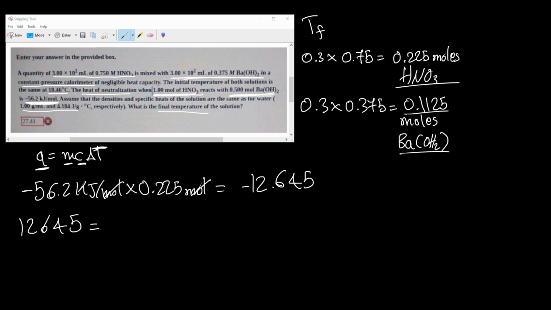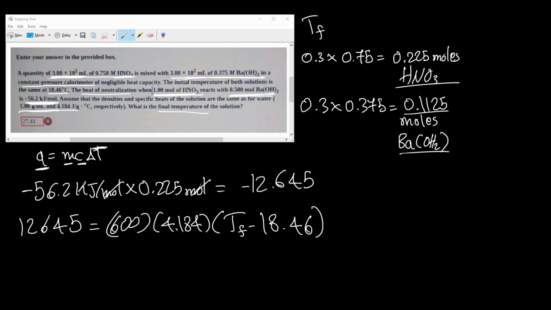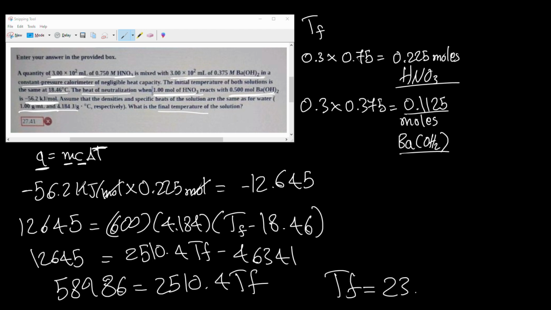And then your mass will be, they gave us a density, so we can figure it out because we have the milliliters. For 300 milliliters, every milliliter is 1 gram. So we have 300 grams of HNO3 and 300 grams of Ba(OH)2. So in total, 600 grams. We're going to multiply by the specific heat of water. We're trying to figure out the final temperature. And our initial temperature is 18.46. And now we do the calculations. And the final temperature is 23.49 degrees Celsius or Kelvin.